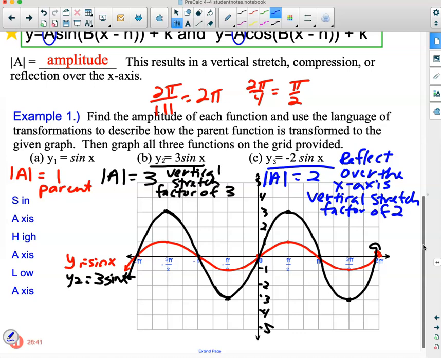Okay, so if we're going to have to reflect it over the x-axis, that means our highs become lows and our lows become highs. And because we have a vertical stretch factor of 2, it's going to be between negative 2 and 2. So this will now be down here. And this low point will now be up here. Again, the zeros are going to stay where they are. 0 times anything is going to be 0. But the highs become the lows, and the lows become the highs.